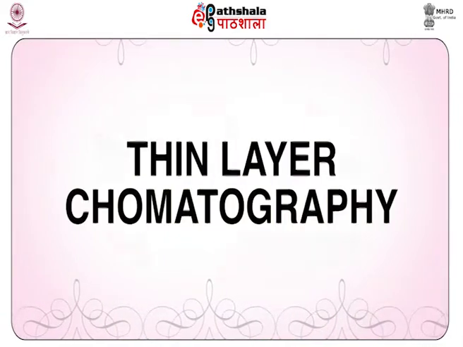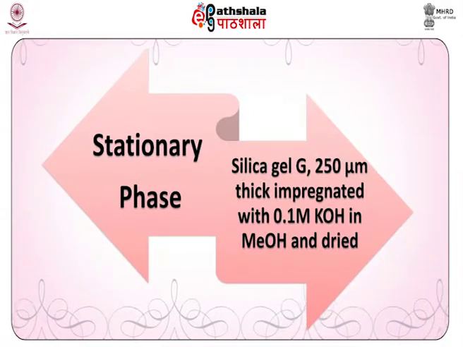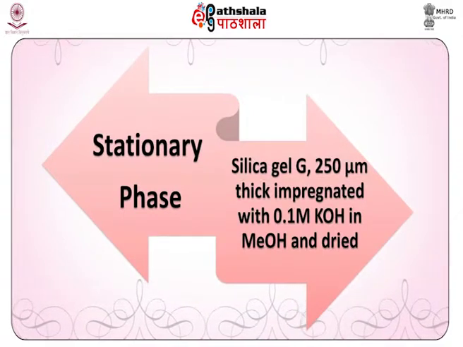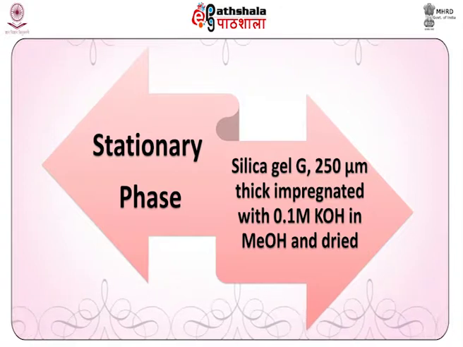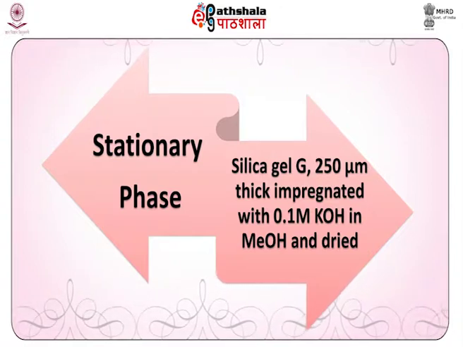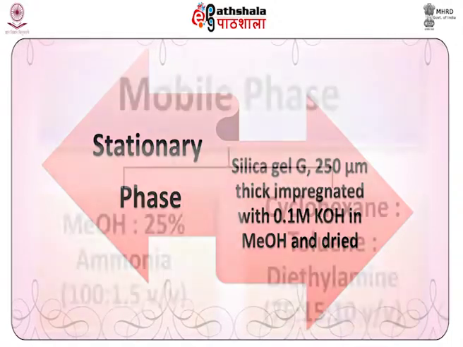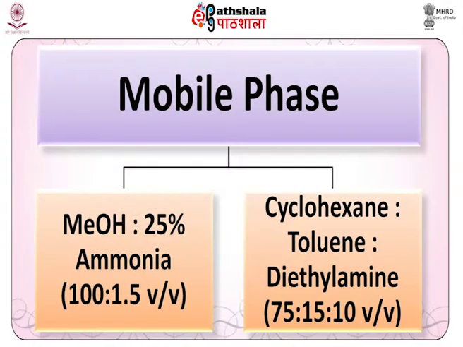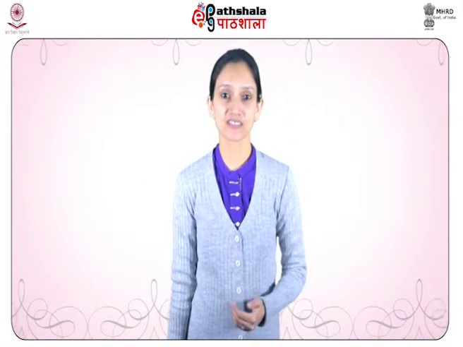Thin layer chromatography. Stationary phase: silica gel G of 250 micrometer thickness impregnated with 0.1 molar potassium hydroxide in methyl hydroxide and dried. Mobile phases: first, methyl hydroxide and 25% ammonia in the ratio of 100:1.5 volume by volume. Second is cyclohexane, toluene and diethylamine in the ratio of 75:15:10. Visualization is done by acidified iodoplatinate.